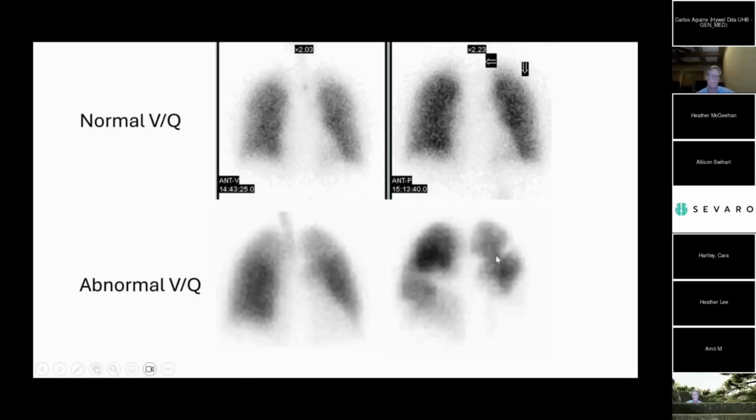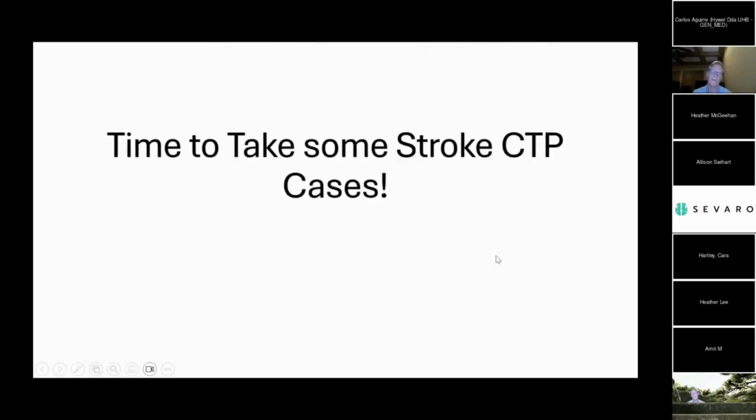Now let's take some cases. So a couple caveats before we start. CTP can be used to look at seizures. It can be looked at vasculitis. You can look at tumors. We are just doing CTP for acute stroke cases.